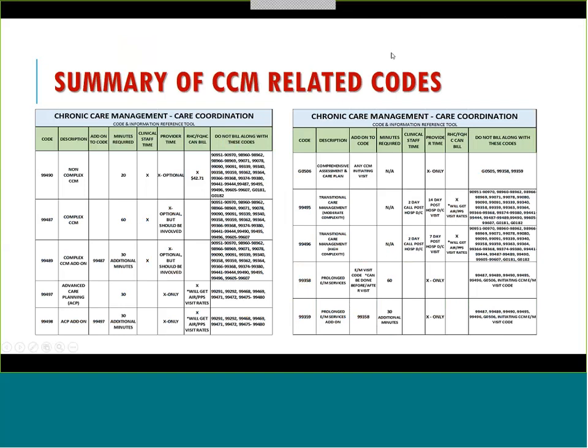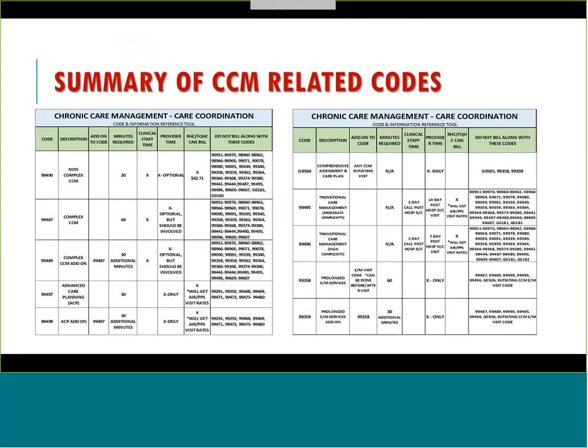These two tables, and I hope everyone can read these okay, we'll be uploading this webinar, so you'll be able to print it off. This is a nice summary table that lists what the code is and the description. There's a section that talks about whether the RHC or FQHC can utilize that code. It gives a brief summary of rates. The final column identifies the codes that cannot be billed along with that initial code.